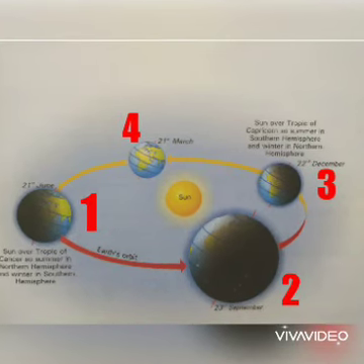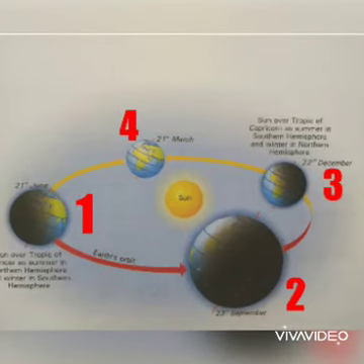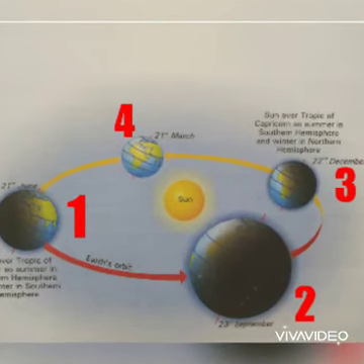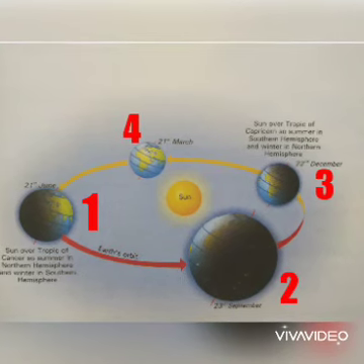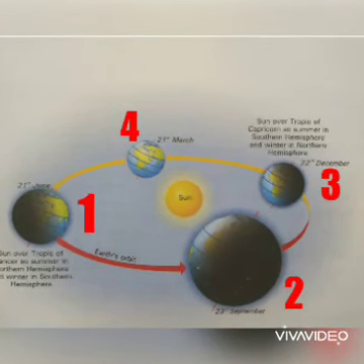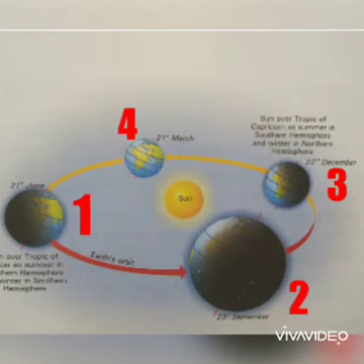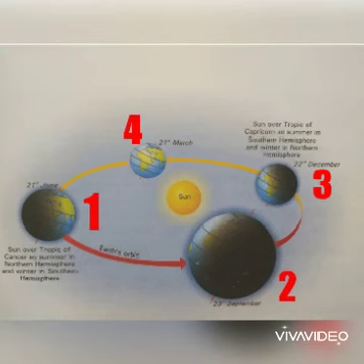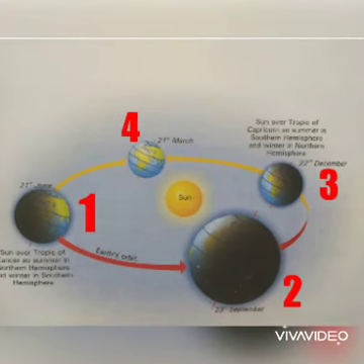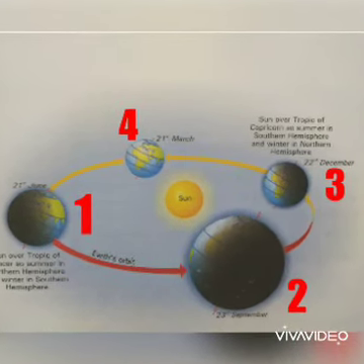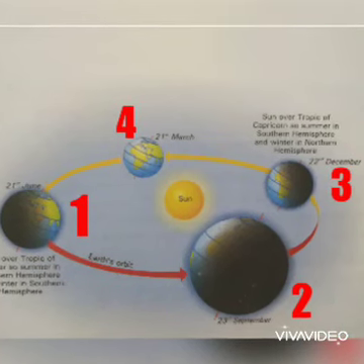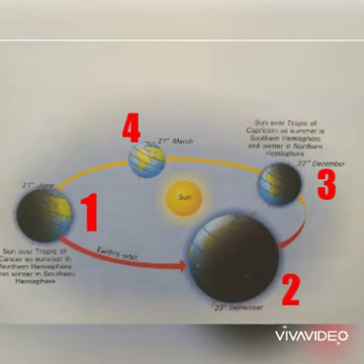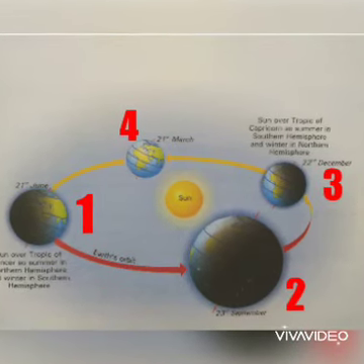Now see picture number 3. Picture number 3 is showing the month of December. In this picture, as you can see, the north pole is tilted away from the sun, and the south pole is tilted towards the sun. As the south pole is tilted towards the sun, there will be summer in the southern hemisphere because it will face more sunlight, and in the northern hemisphere there will be winter at this time because it is not facing direct sunlight.